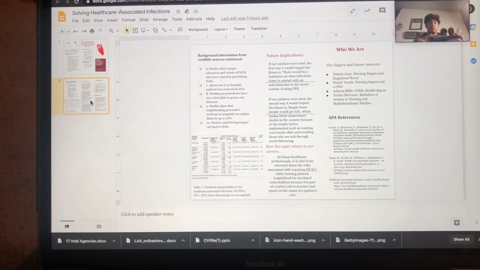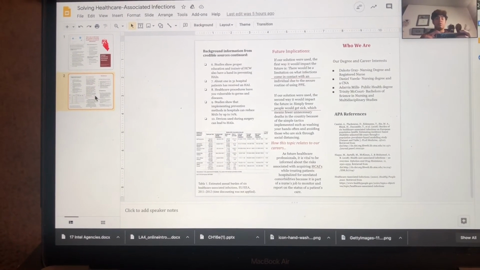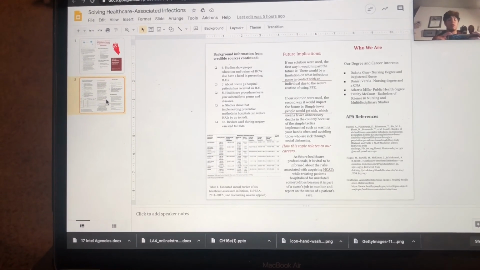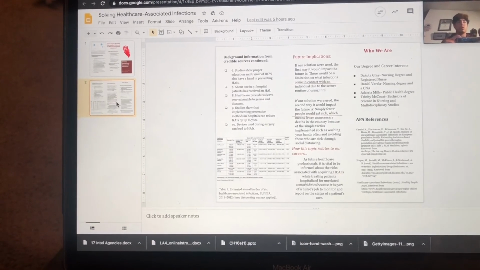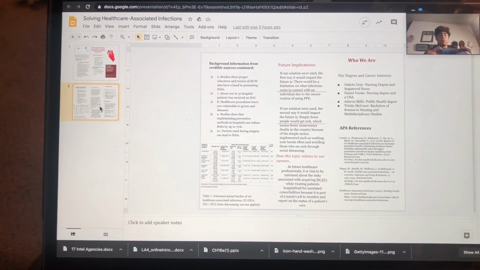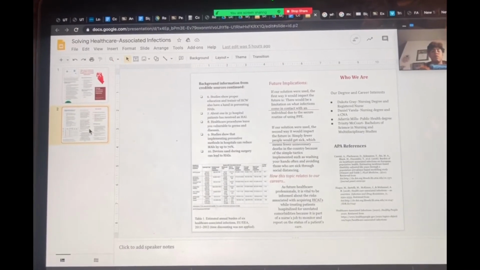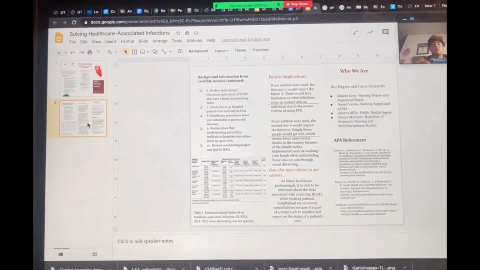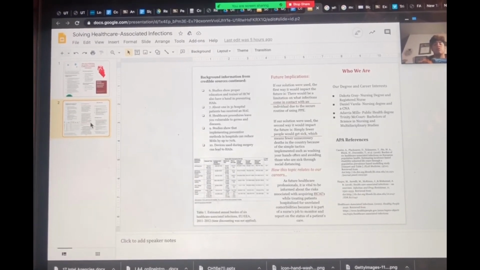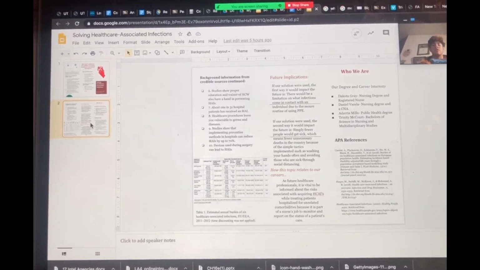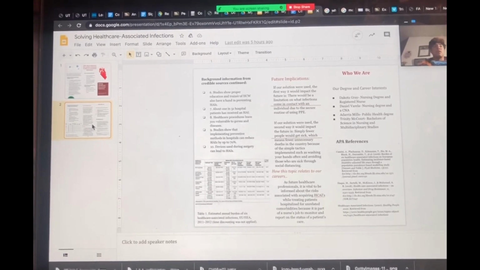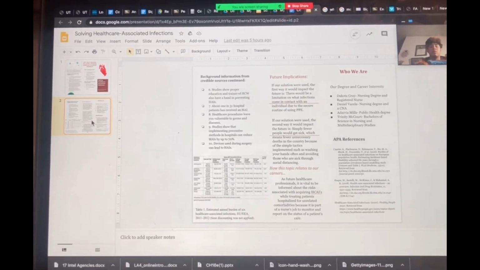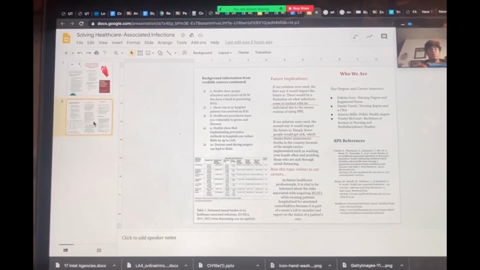If our solutions were used, the first way it would impact the future would cause a limitation on the infections that we come in contact with as individuals due to having protective personal equipment. The second way it would impact the future is simply fewer people get sick, which means fewer unnecessary deaths in the country because of the simple tactics implemented, such as washing hands and just simple things such as staying away from those who are sick.